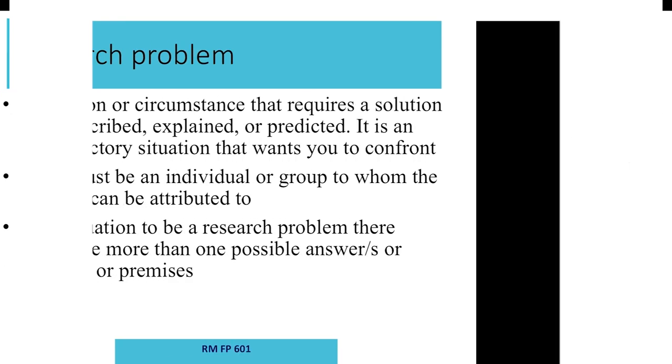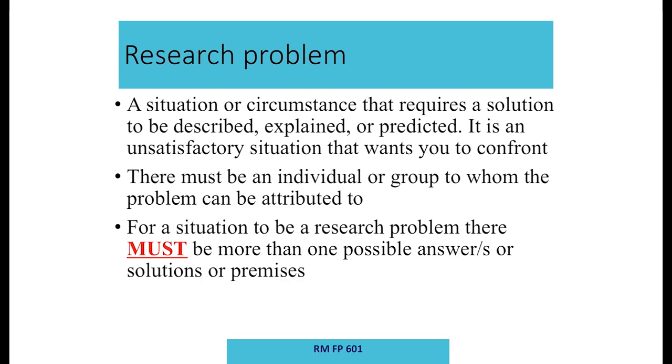A third important term that will be defined is the research problem. A research problem is a situation or circumstance that requires a solution to be described, explained, or predicted. It is an unsatisfactory situation that you want to confront. And again, for it to be a research problem, there must be an individual or group to whom the problem can be attributed. And for a situation to be researchable, there must be more than one possible answer, solution, or premise.